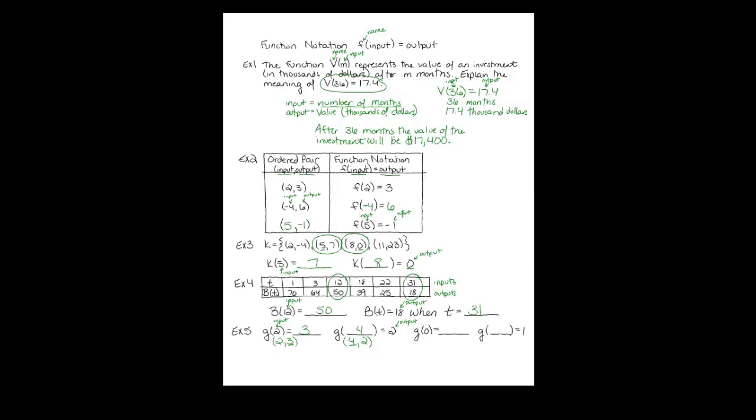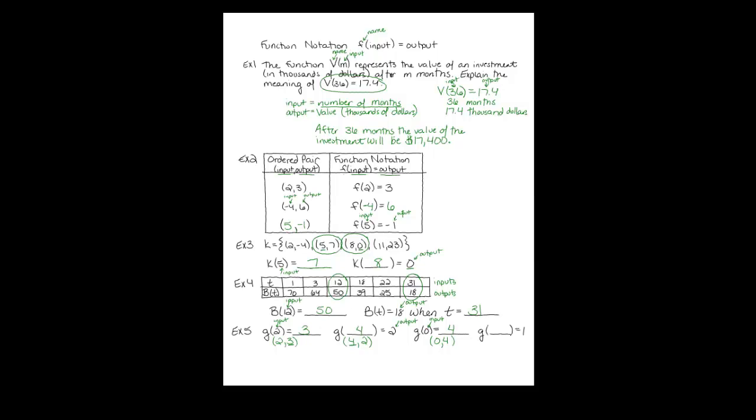Next question, we have g of 0. 0, because it's inside the parentheses, is an input value. So we've got the ordered pair with 0 as the input, and we need to find the output values. So locate 0 on the graph, and we're looking for the output values, so go up until you hit the graph. The ordered pair on the graph is (0, 4). So g of 0 is equal to 4.